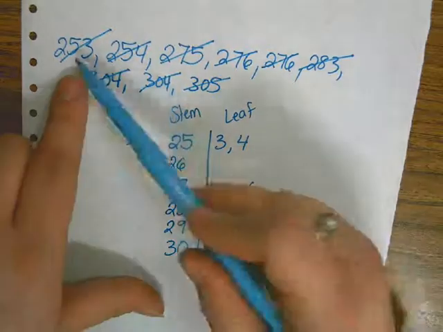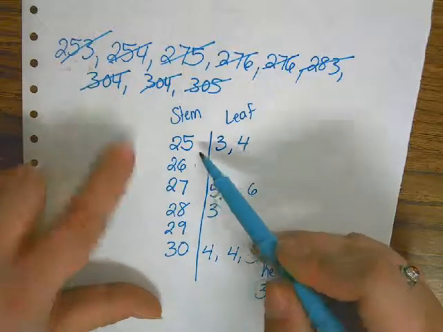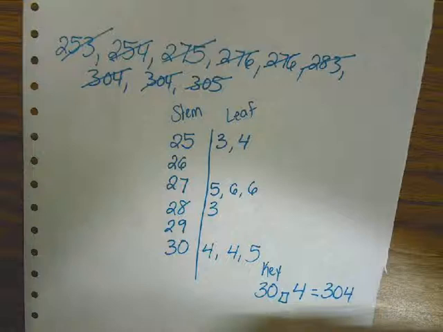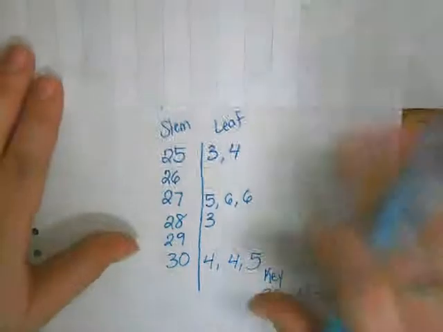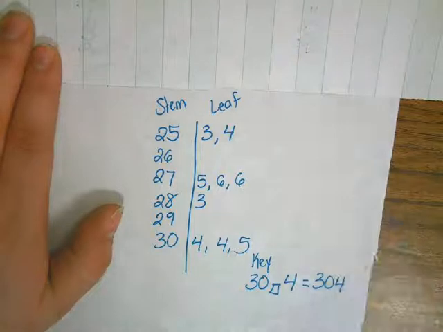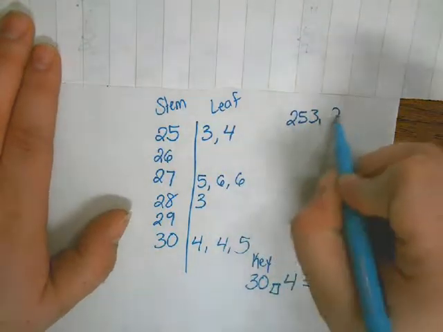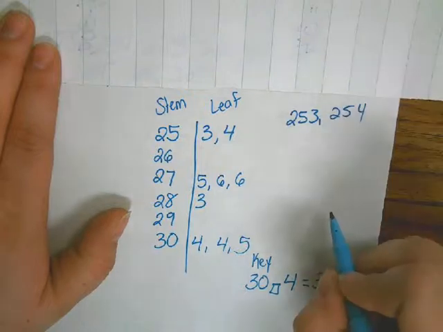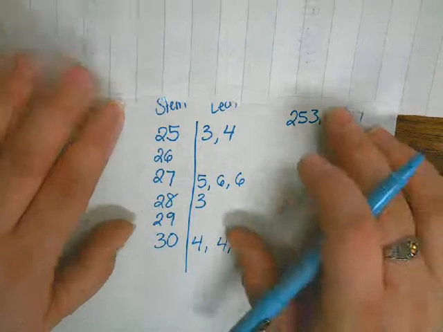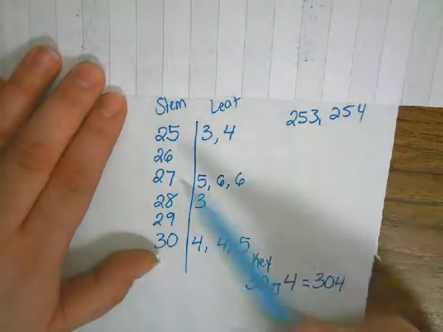So if I was just given my stem and leaf plot, I know that based on this, my numbers started with 253 and 254, and then 260. Because a lot of times they're going to give you the stem and leaf plots without the numbers, and you're going to have to read it. So you're going to have to know how to do it.